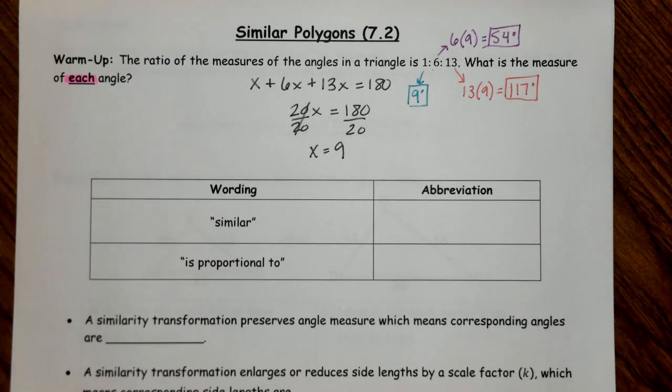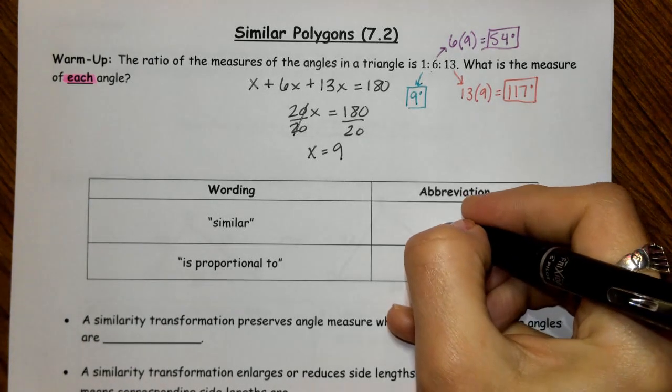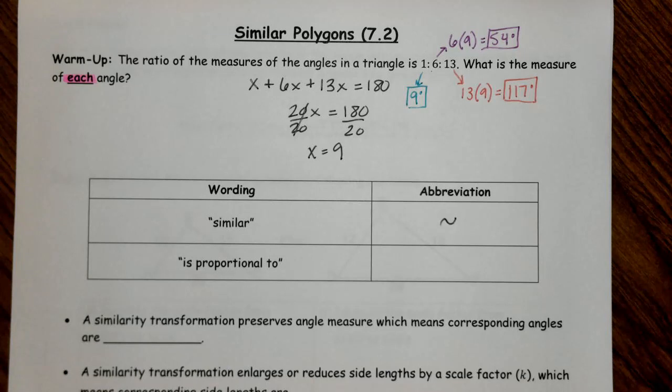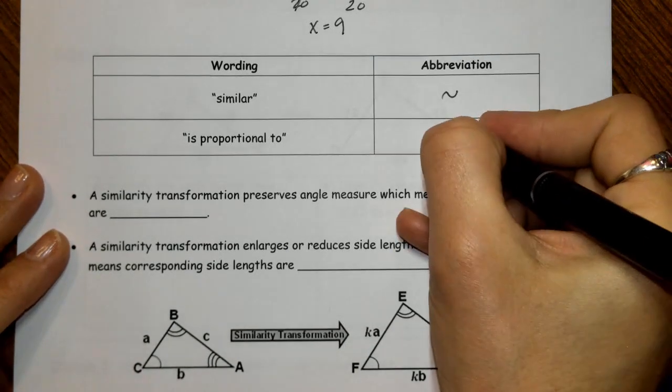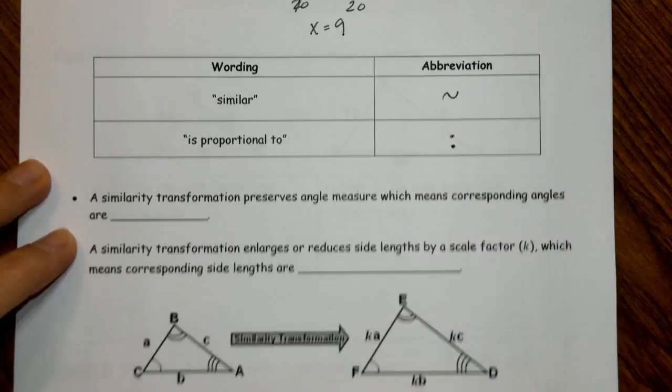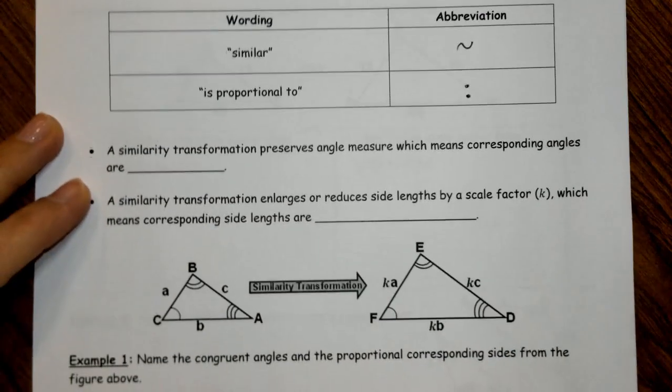The next section, this little table, talks about symbols. The symbol for similar is just a single squiggly line. It's like the little squiggly line that goes over the equal sign when you have congruent. Similar is just this one little squiggly line. Is proportional to is just going to be a colon. We'll see this in a minute, kind of like what we have up here, okay?